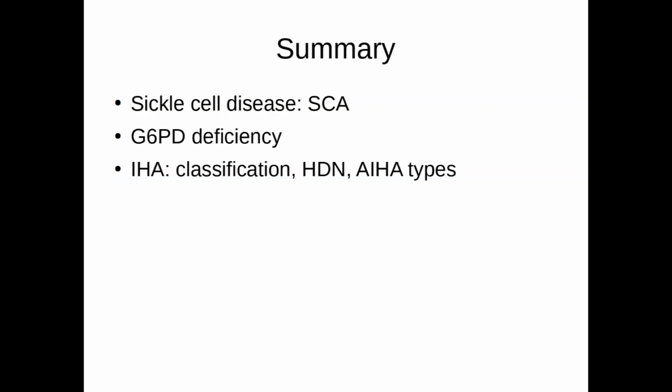To summarize, we learnt about four main disorders today, hemolytic anemias. The first is sickle cell anemia, which is a part of sickle cell disease group. The second disease was G6PD deficiency anemia. The third disease was hemolytic disease of newborn. And the fourth was AIHA. The third and fourth diseases fall under the group of immune hemolytic anemias.